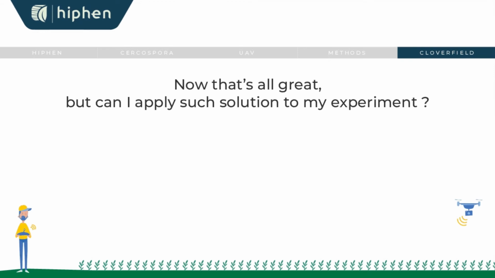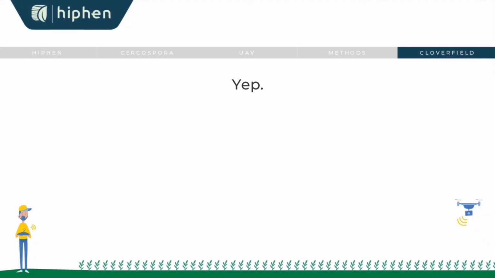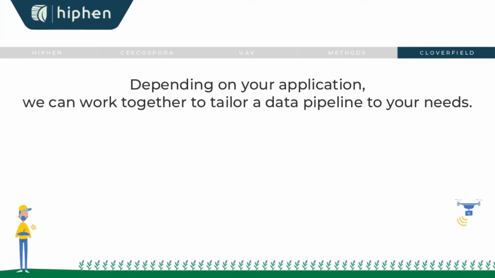Now, with that in mind, I know what you're thinking: how can I use all of that? Does that apply to my experiment? And we believe the answer is obviously yes. We do a lot of work for breeders, and we like tailoring a data pipeline to your needs. Depending on your crop, on your experiment, whether it's Cercospora or another disease, you would have to use a data pipeline that is tailored for your application and scalable to your territory. This is really something that we'd love to talk about with you.